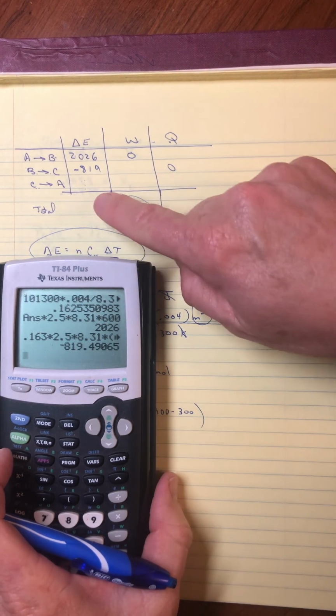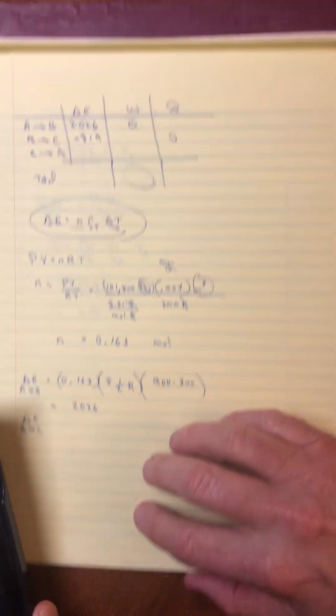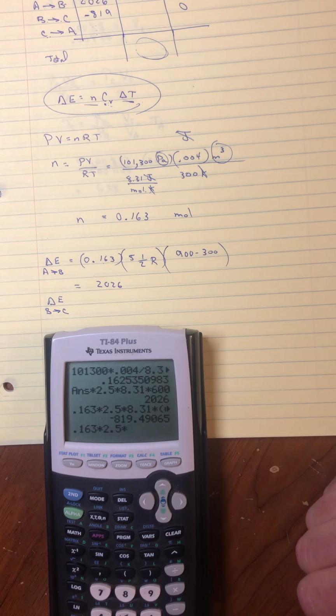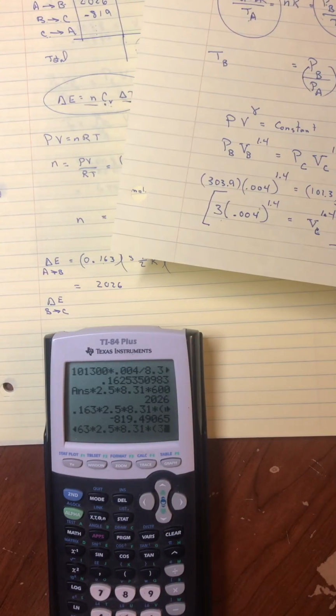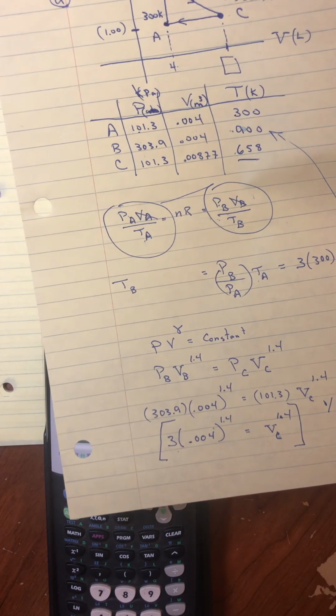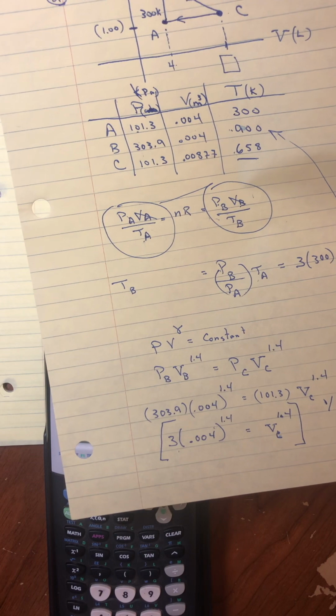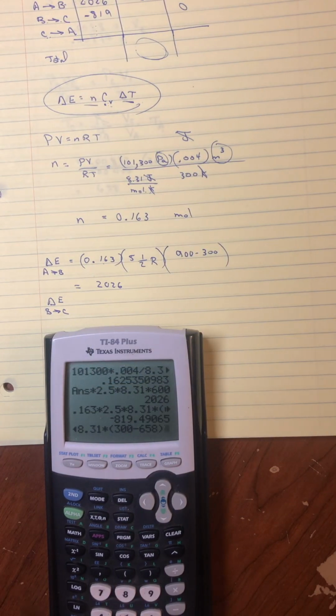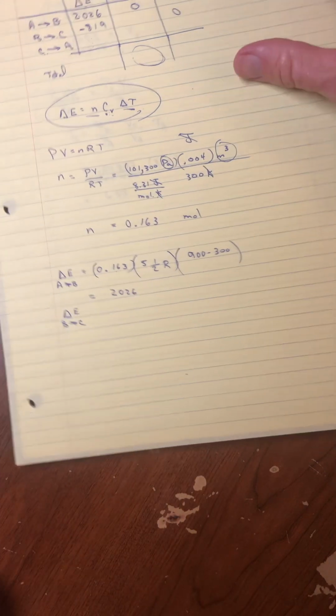And if you let me do it one more time for the C to the A, here it is again, 0.163 times 2.5, that's the 5/2, R, 8.31, multiplied by the change in temperature. So temperature A is 300, and the temperature at C is 658. And again, that's going to be a negative number. And again, hopefully that kind of makes a lot of sense.